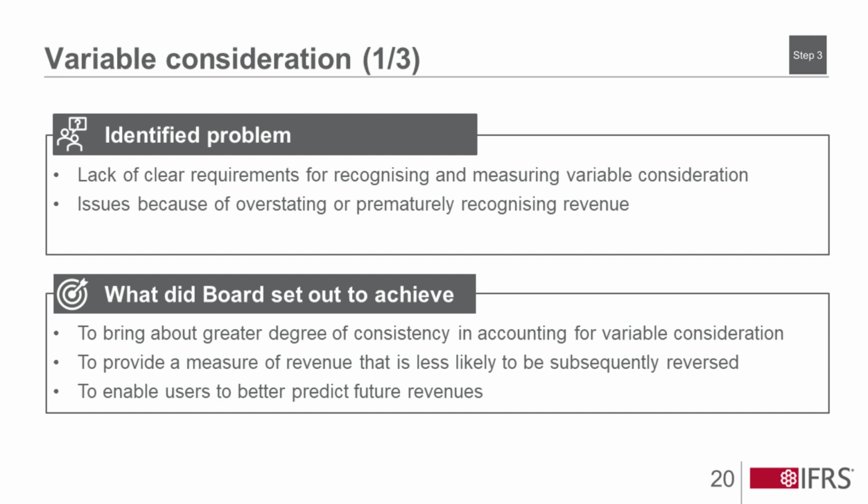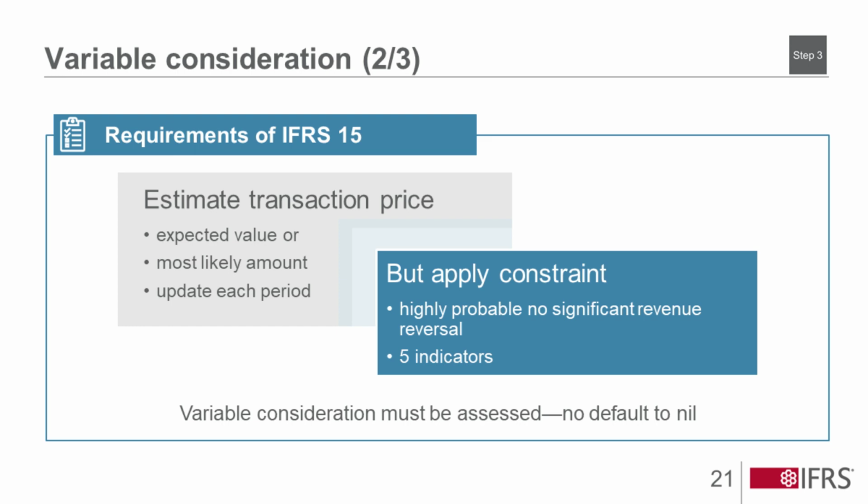So there was therefore mixed practice. Some entities would estimate variable consideration, others did not, and would recognize the variable consideration only when the uncertainties were resolved and it was no longer variable. So the board was told by users of financial statements that the most relevant measure for revenue in a reporting period would be one that will not result in a significant reversal of revenue in a subsequent period. So to address the problem, what did the board do?